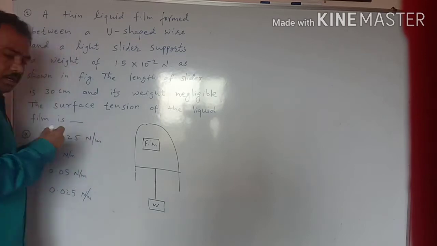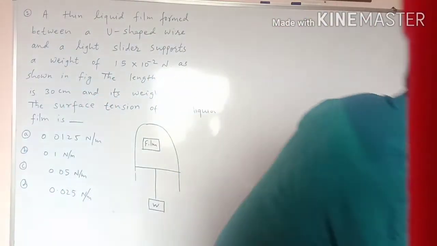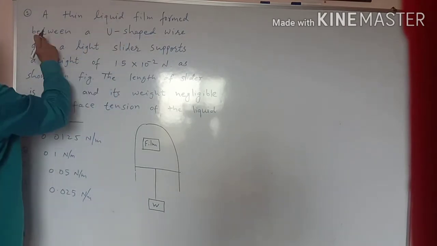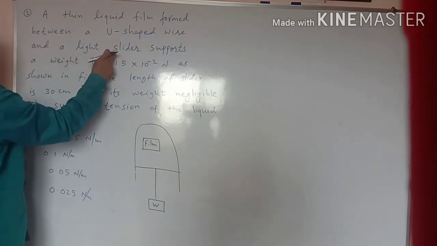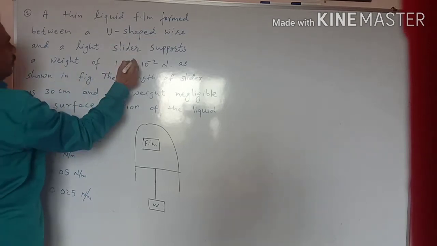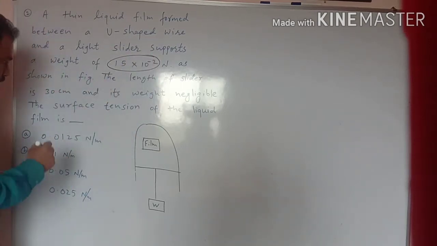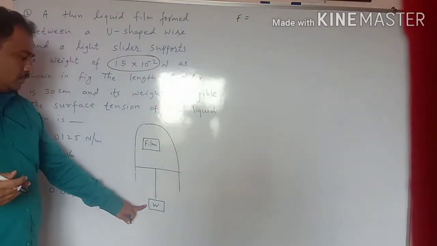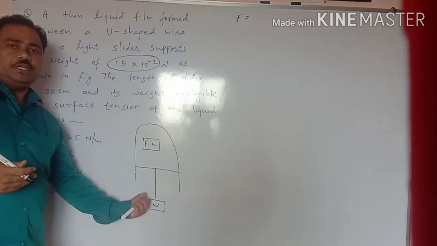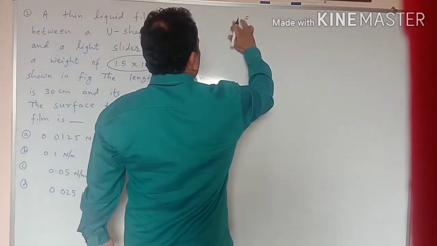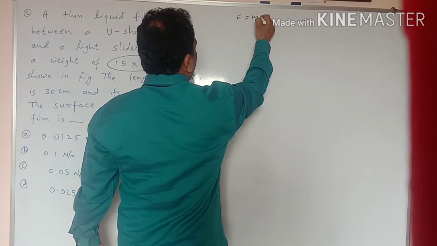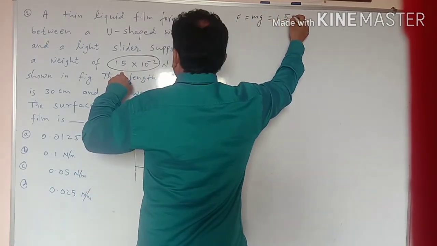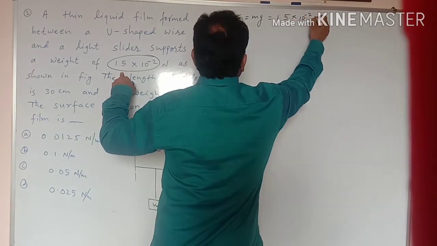So first of all, write whatever may be the given. See here, a thin liquid film formed between a U-shaped wire and a light slider supports a weight of. So weight is given, so we have to write weight. Weight means what? It is a force. See here, weight is applied here. So we can write force. Force means weight, that is mg, and it is given 1.5 into 10 to the power -2 Newton.